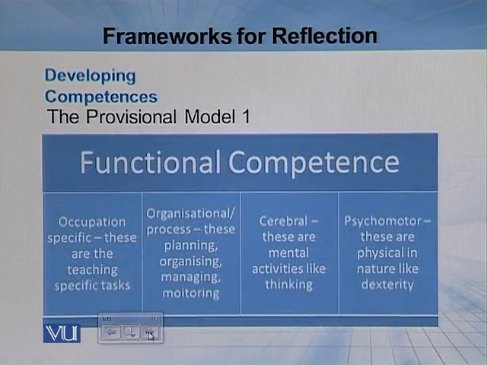The functional competence has four key components. One we can see here is relating to the occupation specifically, in other words, the profession of teaching, and all the specific tasks and duties that teachers take on. Within this competence, there is also a component relating to organizational processes, or in other words, the teacher's role in planning and managing learning, organizing resources and monitoring processes and procedures.